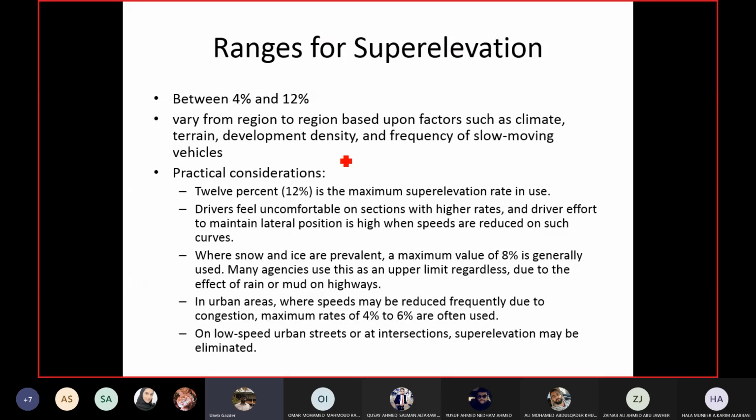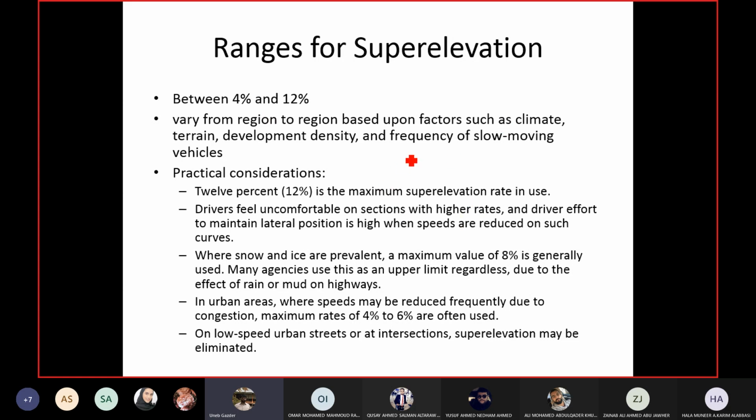Then the frequency of slow moving vehicles. Slow moving vehicles do not like steep slopes and steep gradients. So if they are coming very frequently to your curve, then you have to reduce the value of the super elevation. So 4 to 12% is the normal range, but in some cases you have to be close to 4%, and in some cases close to 12%, and the other part of the range may not be used.